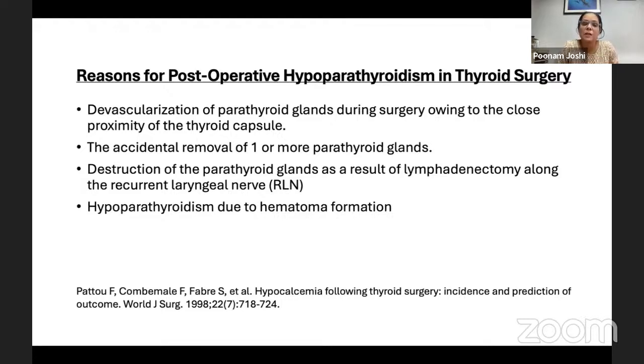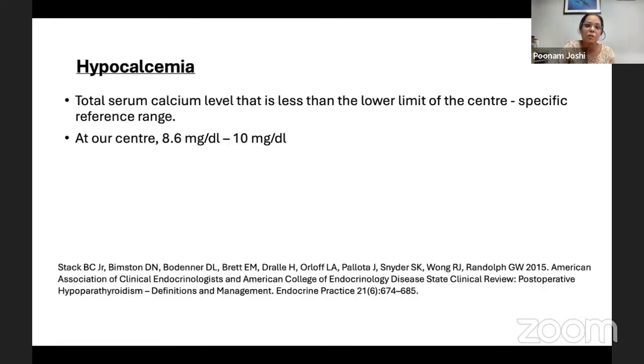In those cases, while dissecting the central compartment, you can remove it by accident, or it may just look like a node, and you can accidentally remove parathyroid glands. Many a times hypoparathyroidism can happen due to hematoma formation, that minor vessel, a small bleed, you cauterize still, so at least it leads to a temporary one, but it depends upon the kind of hematoma formation also.